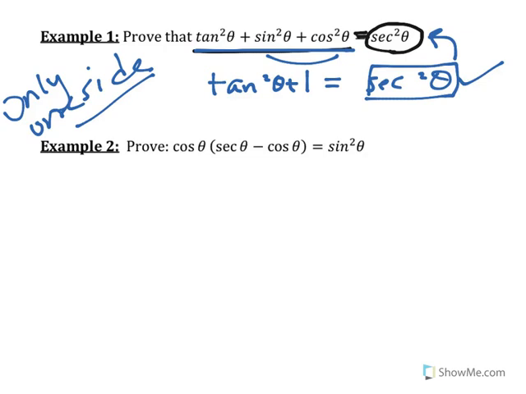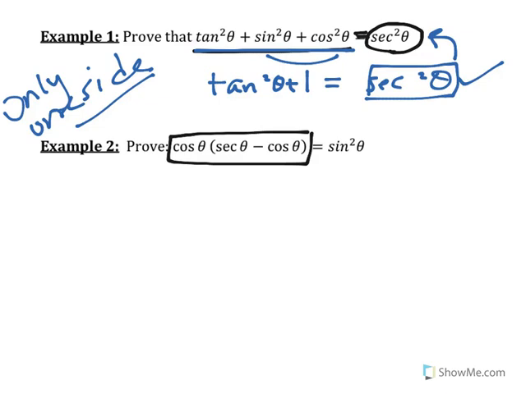Okay? Our next example says cosine of theta times secant minus cosine equals sine squared. It's easier to break it down than build it up. Start with the bigger side. So I'm going to circle the side that I'm starting with. And I know at the end, when I simplify this, I'm done when I get to sine squared. So what am I going to do? Well, it's not very clear.